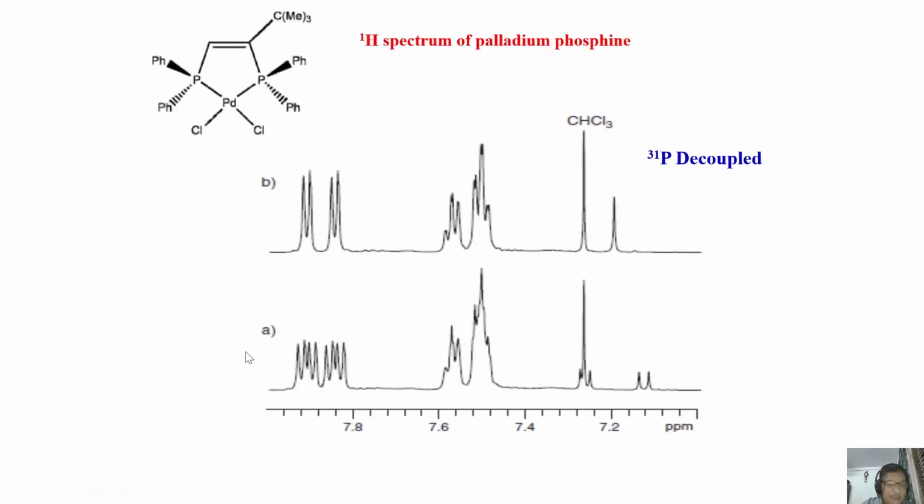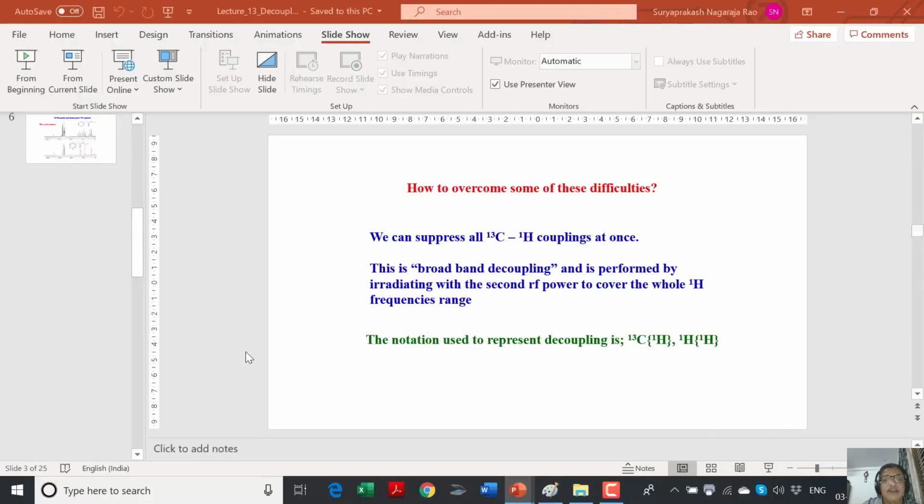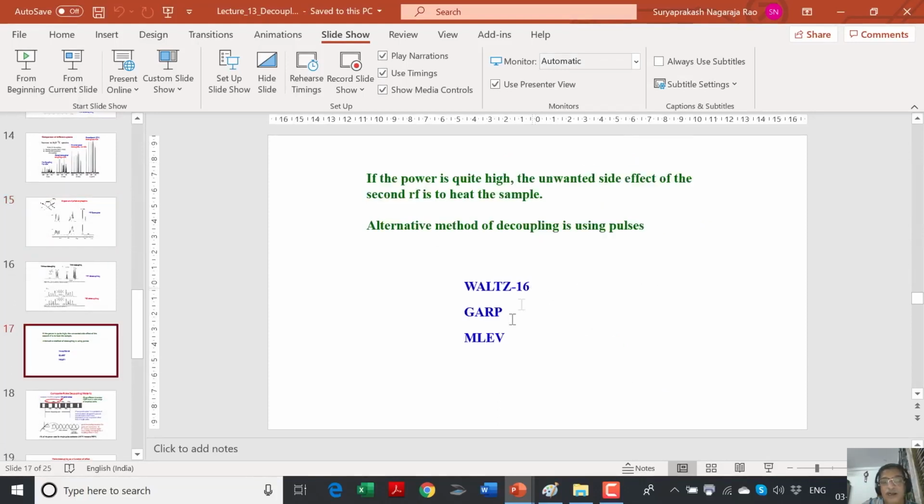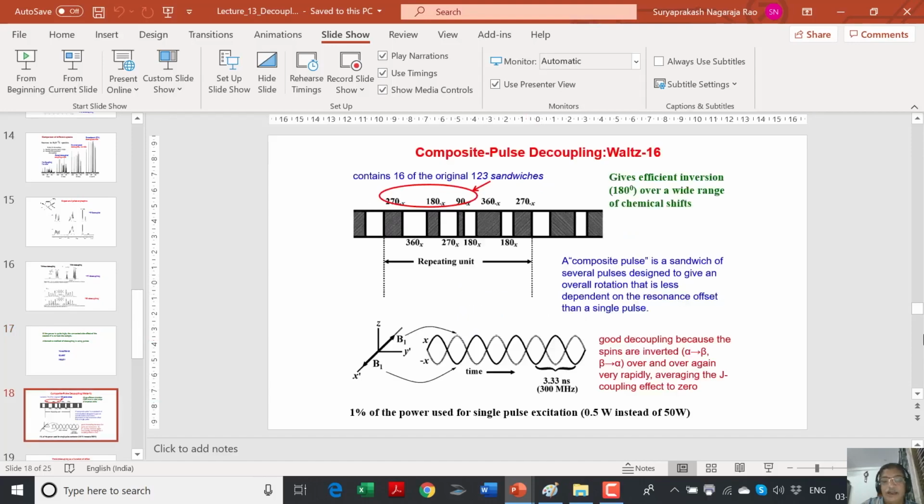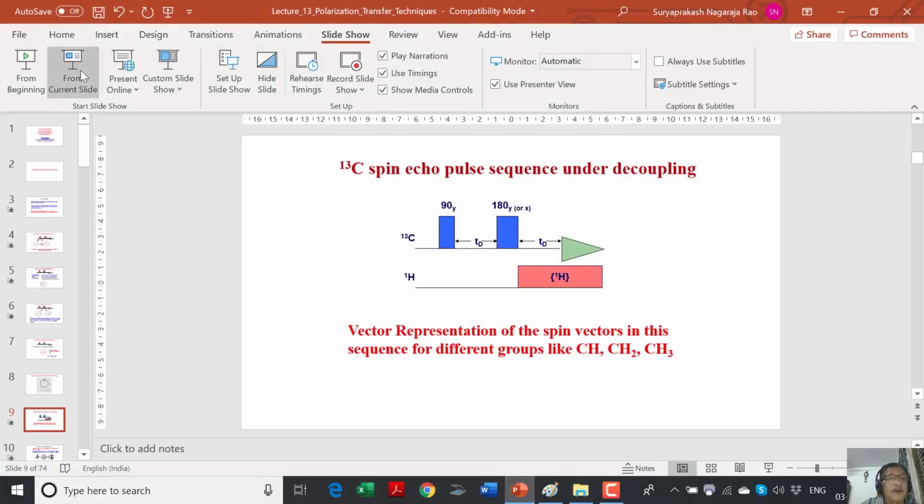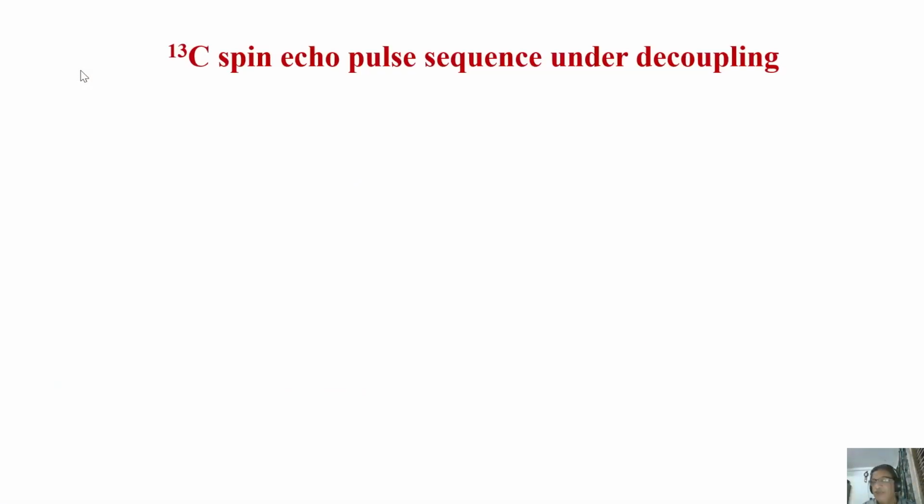And decoupling can also be done with pulse sequences. A number of pulse sequences are available now. We use what are called WALTZ, GARP, MLEV, varieties of pulse sequences are utilized. And we can use decoupling by various methods like this. I do not want to go into the details of the decoupling. Now we will concentrate on spin echoes. So that was the information I wanted to give as far as decoupling is concerned. I don't want to come back to the decoupling, but basically the idea is simple.